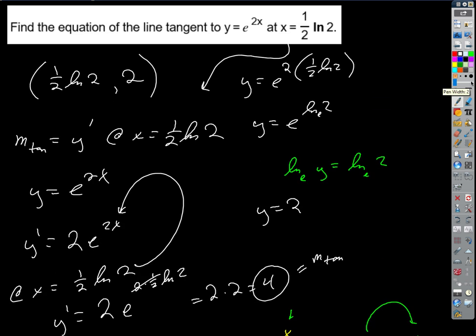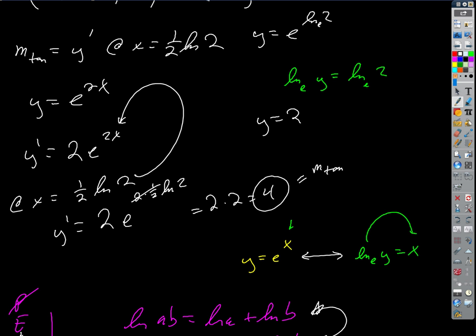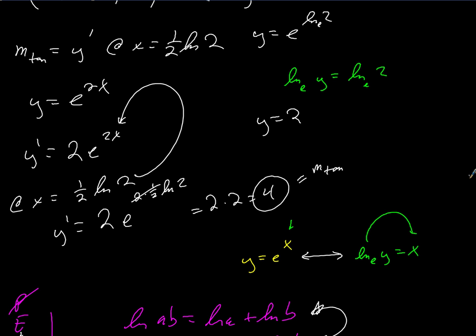Here's our point of tangency. Now we just write the equation of the line. Yeah, I know it's a little strange, but that's really all it is, the equation of a line. So let me grab just that information and go to the next page.